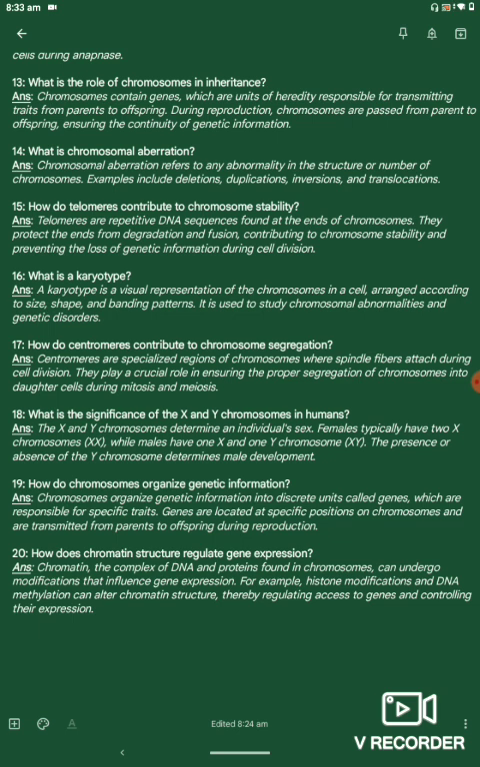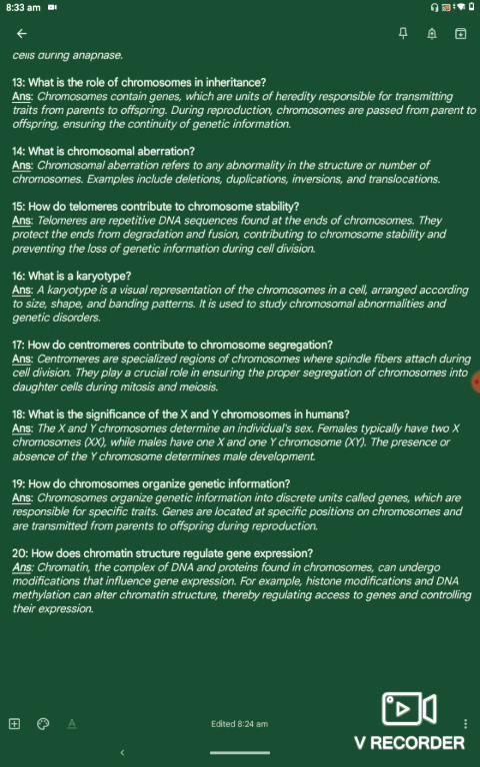Question 18. What is the significance of the X and Y chromosomes in humans? Answer. The X and Y chromosomes determine an individual's sex. Females typically have two X chromosomes, XX, while males have one X and one Y chromosome, XY. The presence or absence of the Y chromosome determines male development.